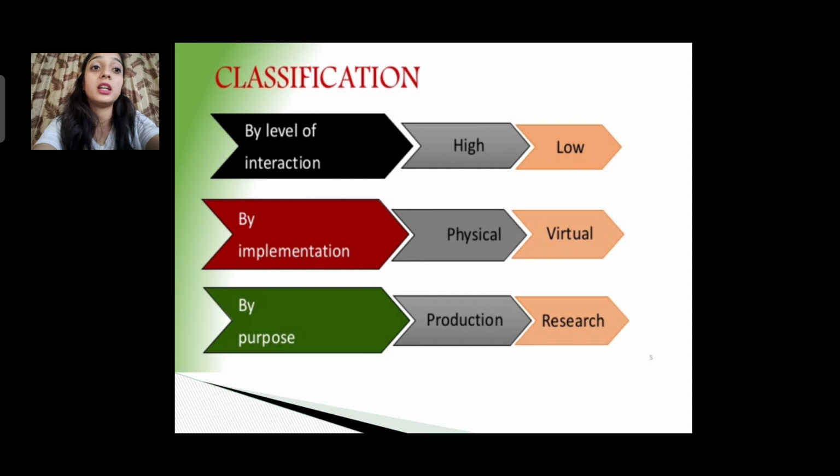It is divided into two types, that is, first is high level interaction and second is low level interaction. Second is by implementation. It is further divided into two types, that is physical honeypots and virtual honeypots. And third is by purpose. It is further divided into two types, that is production honeypots and research honeypots. So let's discuss them one by one.